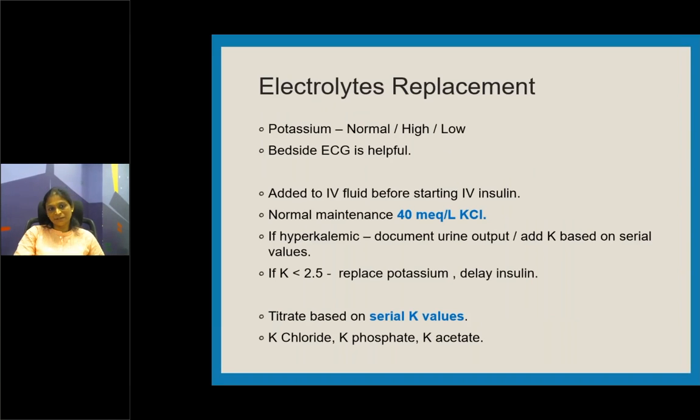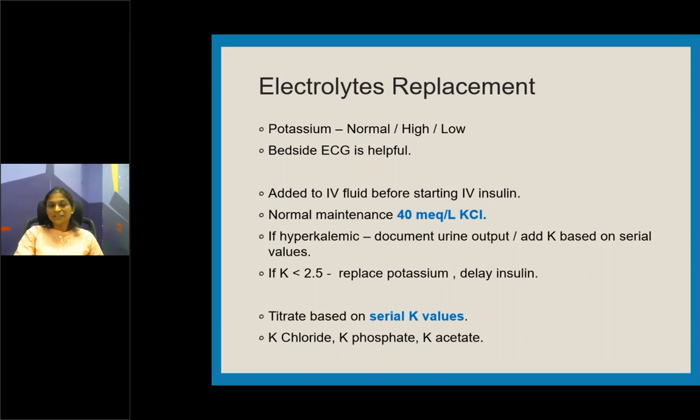Coming to electrolyte replacement. Potassium is an intracellular electrolyte. This potassium undergoes a lot of shifts due to various reasons. In a child with DKA, it can be normal, it can be high, or it can be low. What happens is, we know there is hyperglycemia. This hyperglycemia is going to cause an osmotic effect. It's going to pull water, potassium, everything out of the cell. And with acidosis setting in, it is going to increase the transcellular shift of potassium from inside to outside.